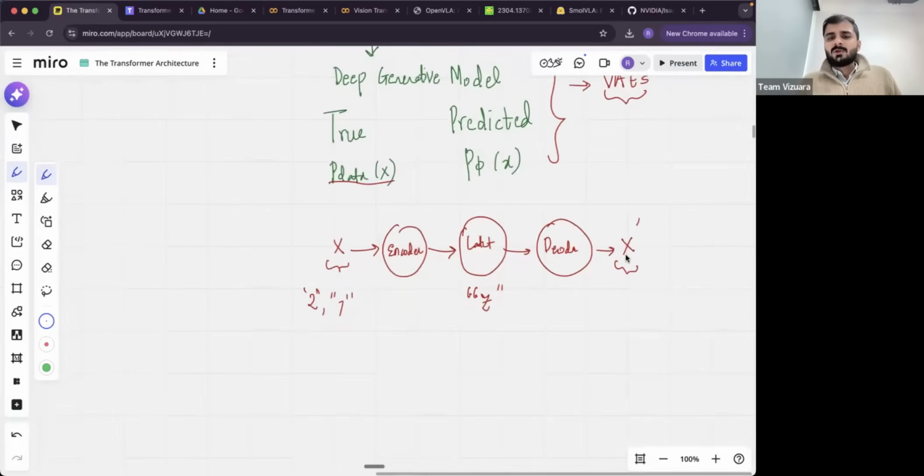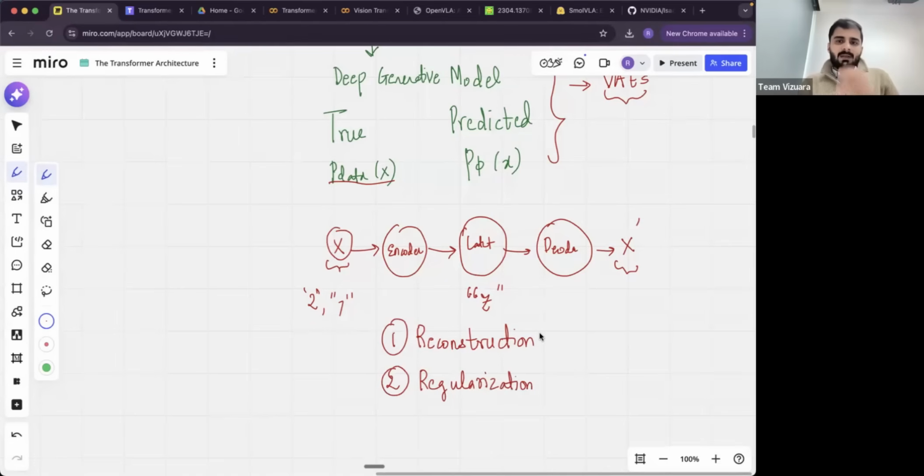Now, this image should be as close as possible to this image. And in fact, we do construct a loss based on this, which is called the reconstruction loss. But there is another loss term which is not quite apparent at first, which is called the regularization loss. What the regularization loss term does is it looks at the distribution of the latent variable and forces the distribution to be as close as possible to a Gaussian distribution.